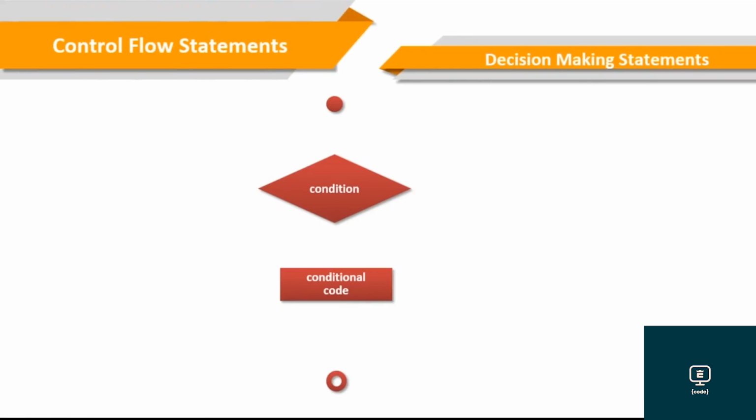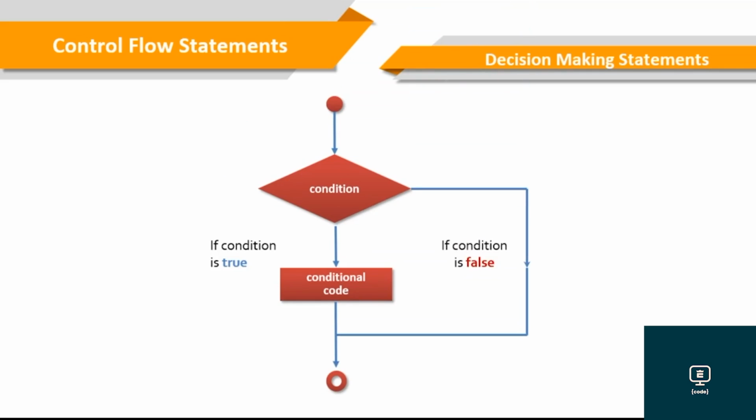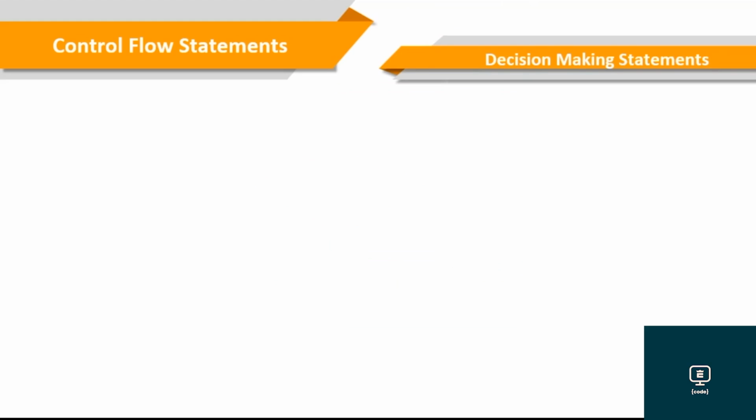Decision-making structures have one or more conditions to be evaluated or tested by the program. So if you look at the diagram, it shows if some condition occurs, check the condition. If that condition is true, execute the conditional code. If the condition is false, skip the conditional code, and then continue. Make sense? So there are two types of decision-making statements in Java. They are if statements and switch statements.